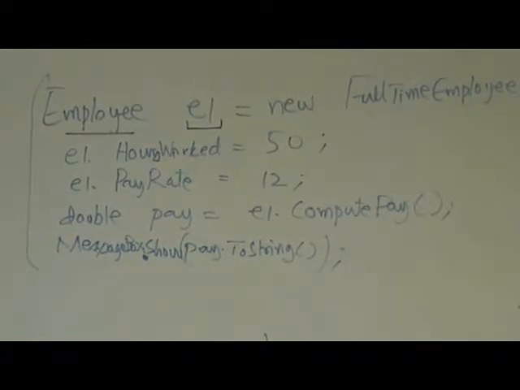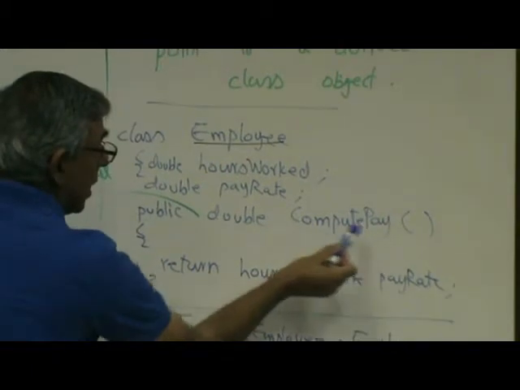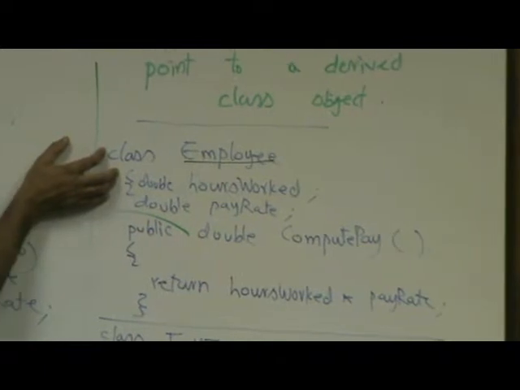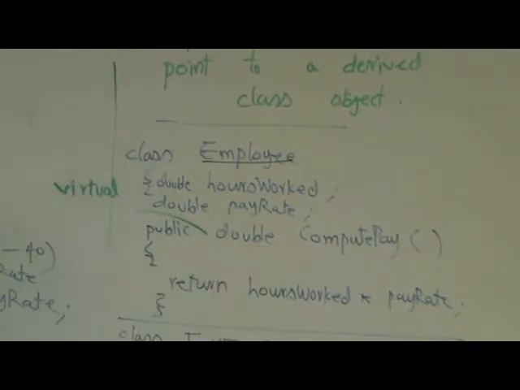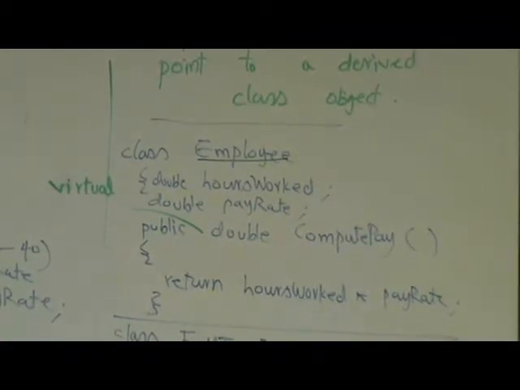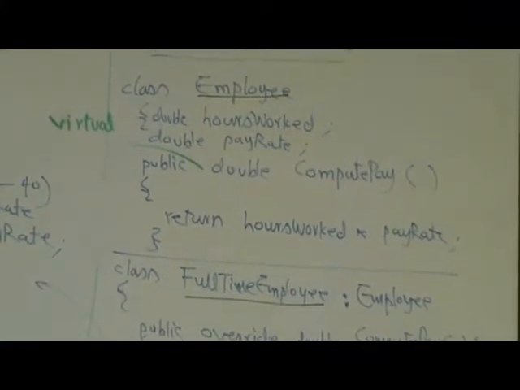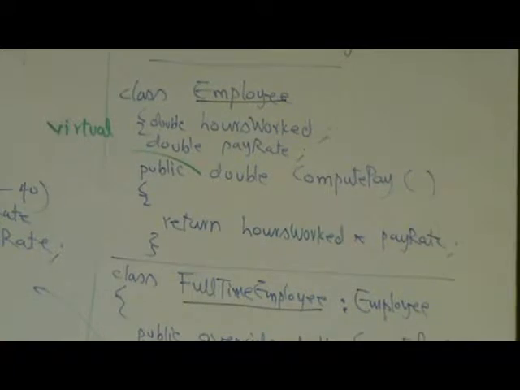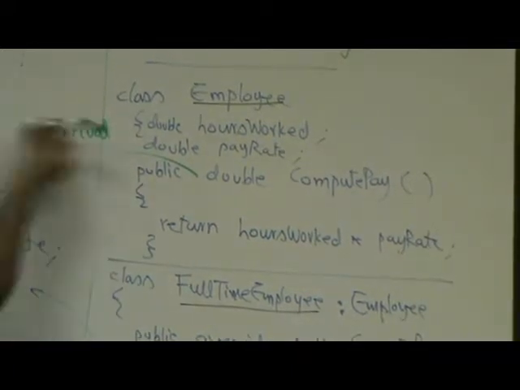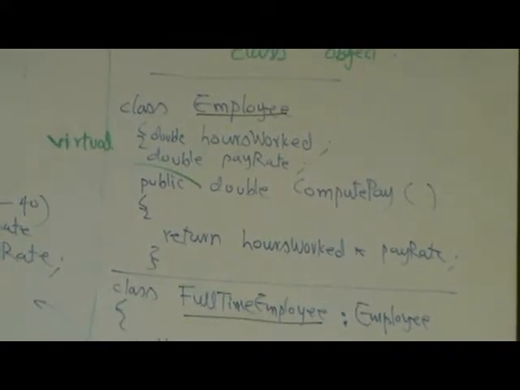Before it decides which function should be called, it will go to the Employee class. It will check how ComputePay is declared. If there was no virtual over here, then it will just call this one. Because that's the meaning of the virtual keyword. Virtual basically means go through the vtable to make a decision about what should be the proper call. So as it sees the virtual, it will not just make a direct call to ComputePay.